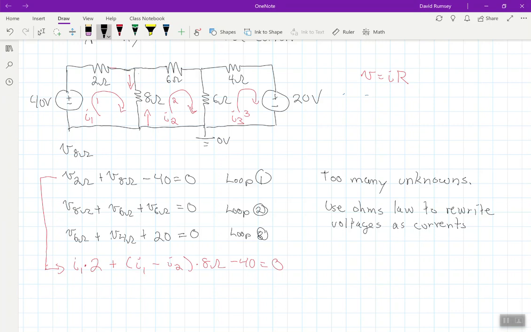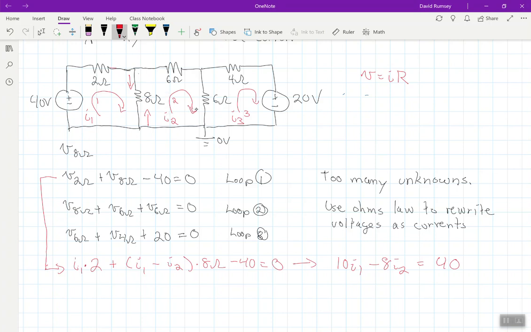So let's simplify this equation a little bit. It's pretty easy to do. We'd have 2 plus 8, so I'd have 10 I1. And then I have minus I2 times 8, so minus 8 I2. And then move the 40 over to the other side, is equal to 40. All right, so we've got my first equation. It's got two unknowns in it. So let's move on to the next loop.